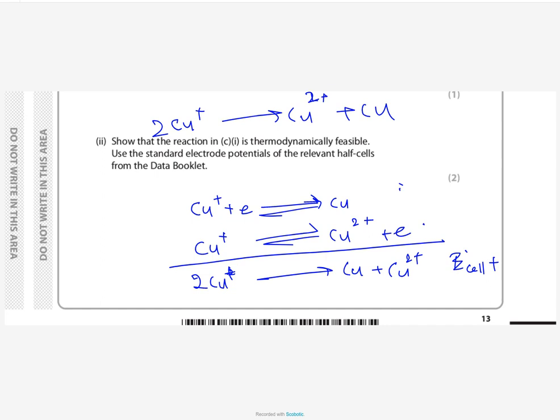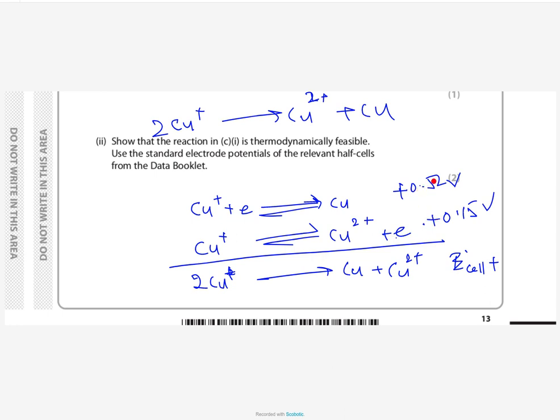If you check the data booklet, Cu plus to Cu is +0.52 volts, and Cu 2 plus to Cu plus is +0.15 volts. That is the reduction potential, right? This is reduction, but I have written the equation as oxidation. You can reverse the sign.